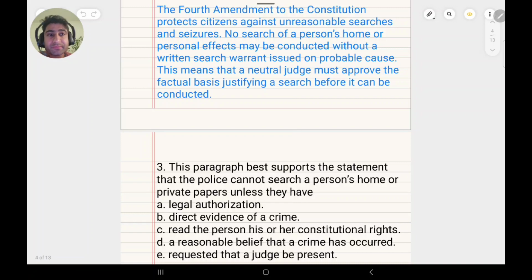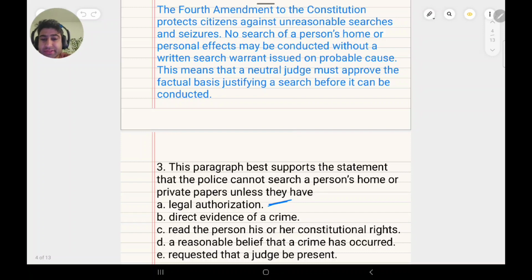Now let's jump to the question. I hope you're able to understand this. This paragraph best supports the statement that police cannot search a person's home or private papers unless they have legal authorization. Okay, it could be, because if they are not authorized, I don't think they will be able to. Could be. Just keep it aside. Direct evidence of a crime. Okay, direct evidence. I don't think we had a word about the evidence.